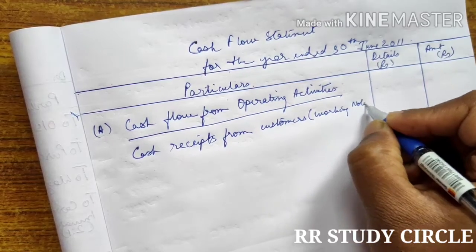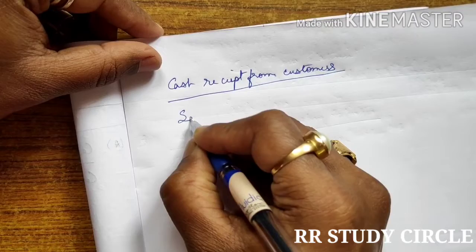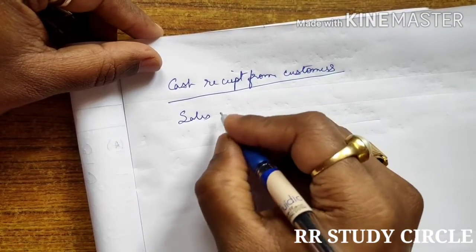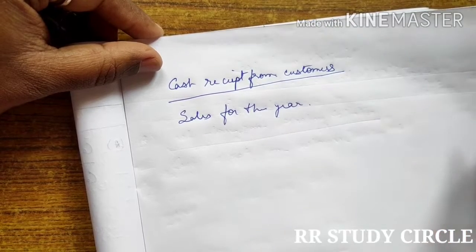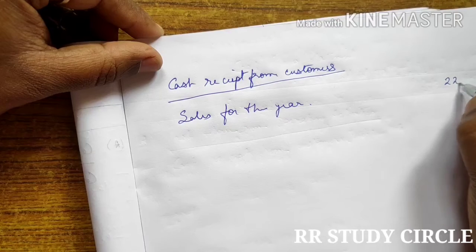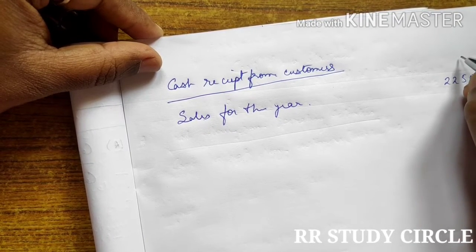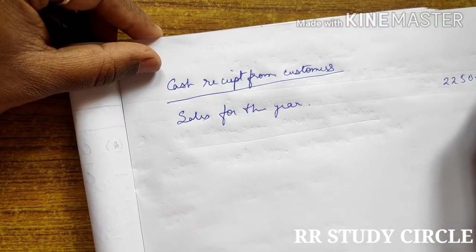So I am writing working note number 1. We'll have to show it in the working note. Write the sales for the period. Now sales for the year, as has been given in the statement of profit and loss, is rupees 2250. This amount is in rupees 1000. Remember, 2250.00.